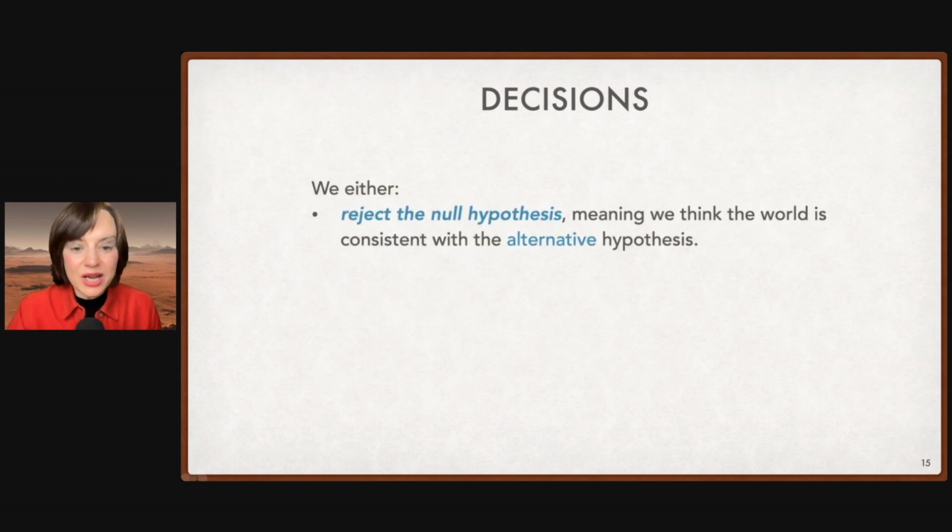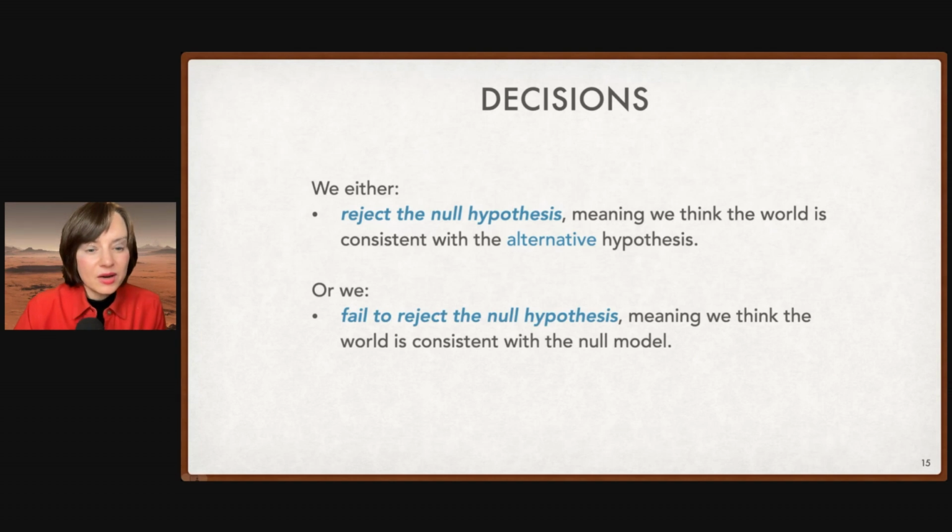We either reject the null, meaning we think the world is consistent with the alternative hypothesis. We think we're in the interesting world, the world where there is a relationship between our variables, or we fail to reject the null. We don't accept the null. We fail to reject the null, meaning we think the world is consistent with the null model, meaning we're in the boring part of the world, the no relationship side of the world. It's clunky language. It's so important to get this right.